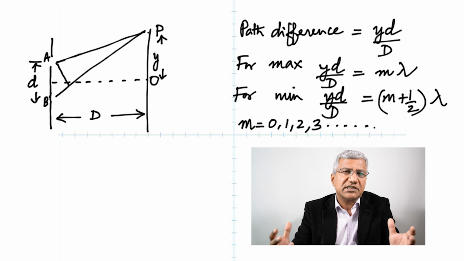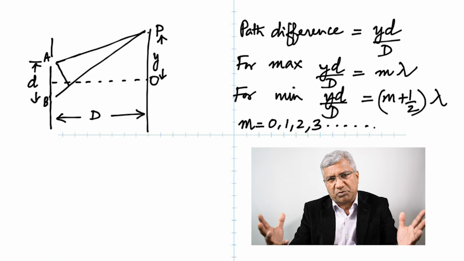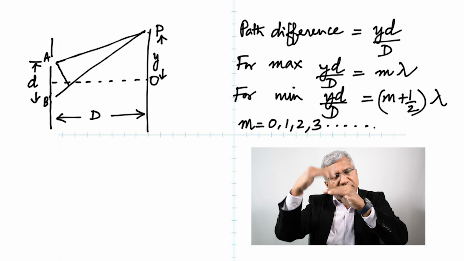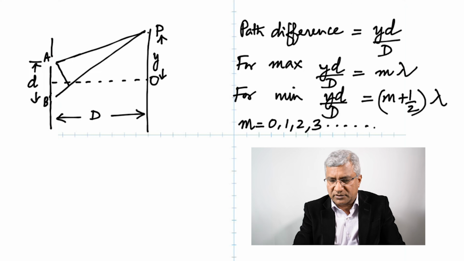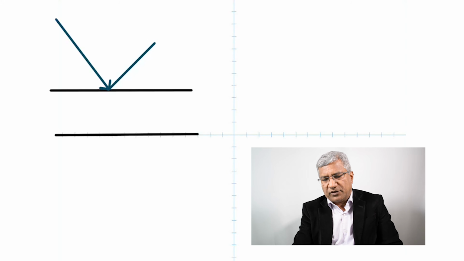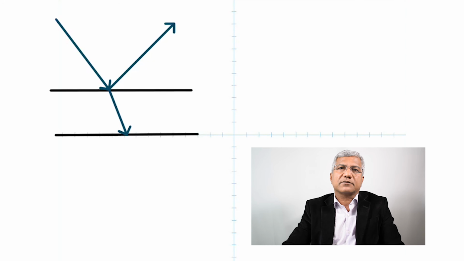So what do you have at the center of the screen? Definitely it's bright. On either side of the center you have dark, and then followed by more dark and bright bands. Okay? And this is now thin films.